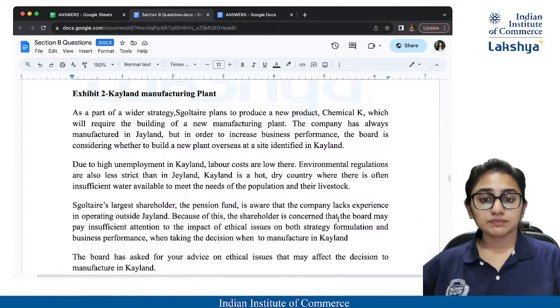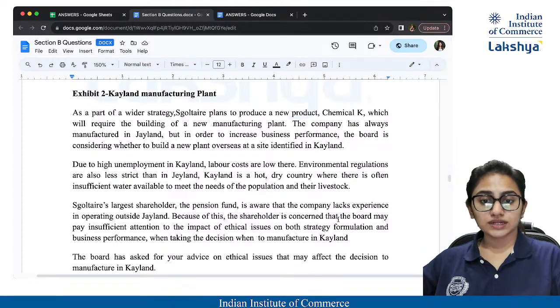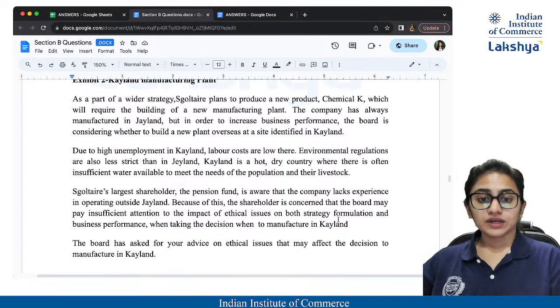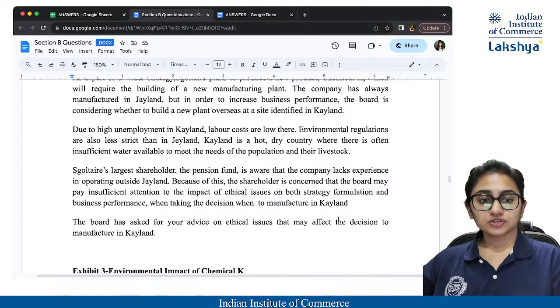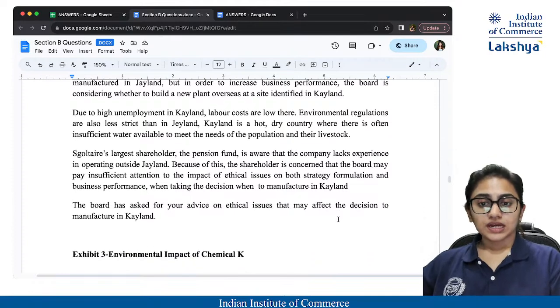Due to high unemployment in K-Land, labor costs are low there. Environmental regulations are also less strict than in J-Land. K-Land is a hot, dry country where there is often insufficient water available to meet the needs of the population and their livestock.